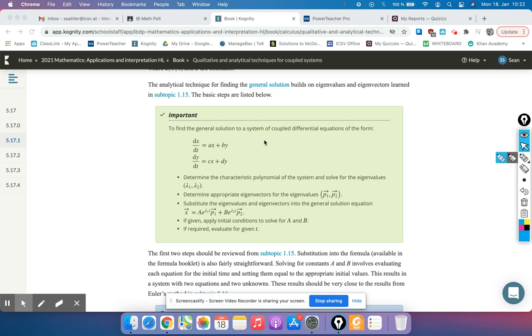So in this video, I'm going to take you through 5.17.1, which is going to go through coupled differential equations. Notice that it's sort of like a system of equations, but for the first one, we've got dx dt. The second one, we have dy dt. These are functions of t with respect to time, but we have two variables that are affecting time. If you went through the big picture, they go through some real life situations where two variables might be affecting each other.